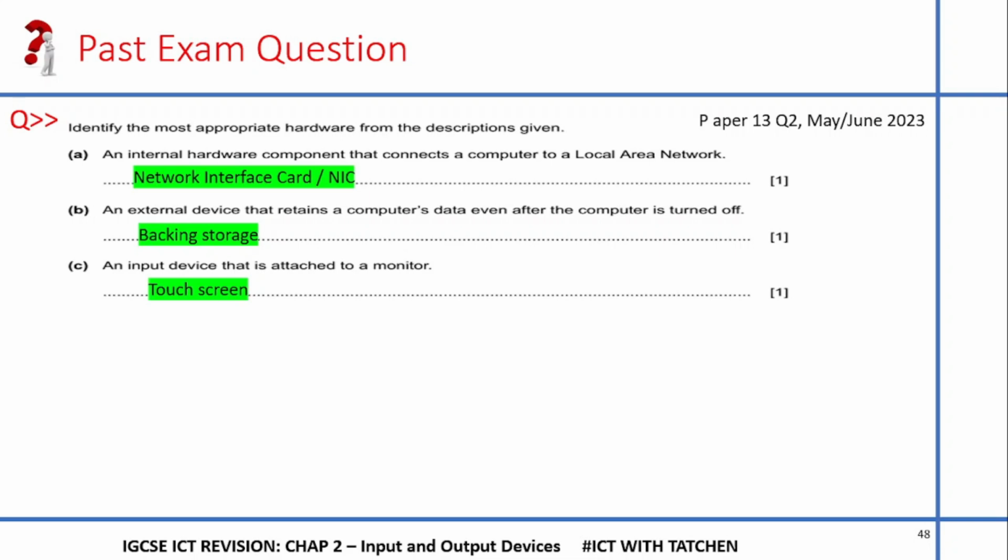Identify the most appropriate hardware from the descriptions given below. So this is May/June 2023, Paper 1, question 2. They say an internal hardware component that connects a computer to a local area network. So it connects to a network interface card. We learned this. An internal device that retains computer data even after the computer is turned off: backing storage. An input device that is attached to a monitor: touch screen. So those are some answers.